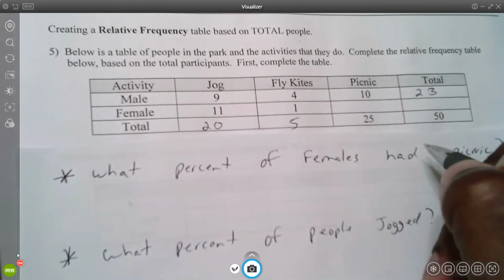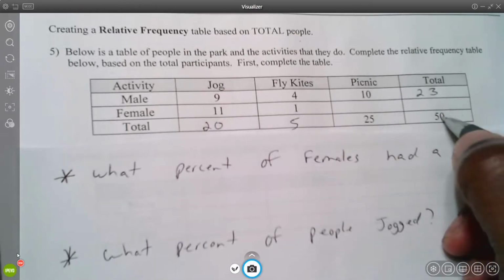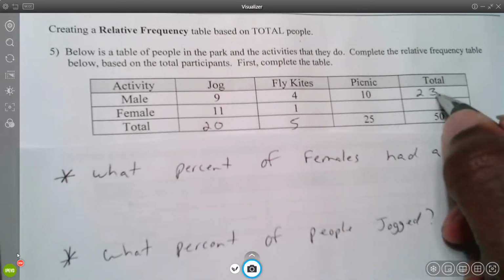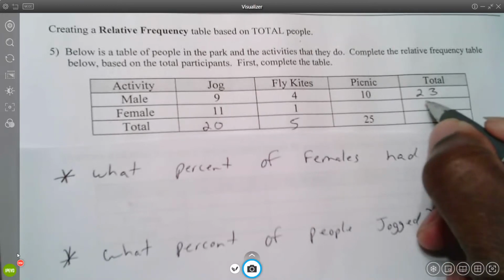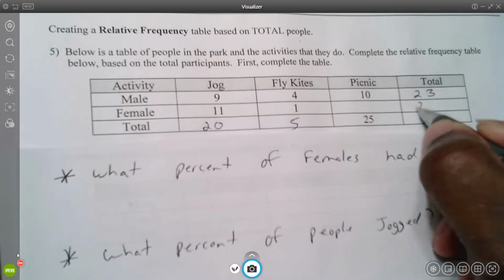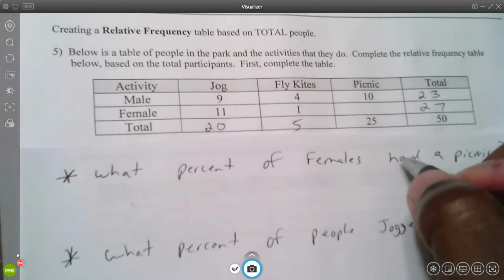And then the total number of females, you can't really find it yet. But if you take 50, take away 23, that should give you 27. So it's a total of 27 females.